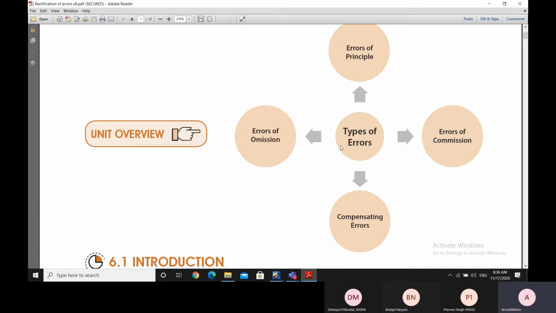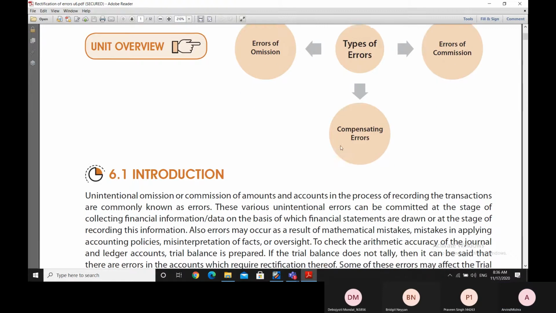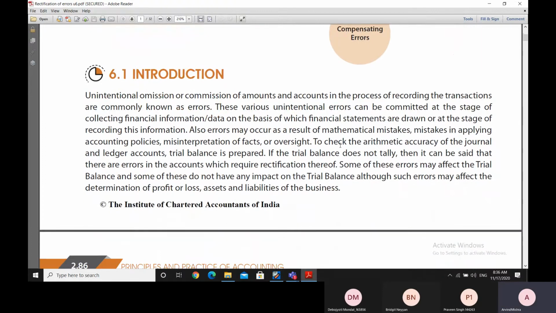So, as an overview, errors are of four types: the errors of omission, the errors of commission, the errors of principle, and the compensating errors. Now to start with, let us see what errors are. Errors means something which is happening unintentionally. Unintentional omission or unintentional commission of error may happen. And errors may be of the amounts involved, or errors may be in writing the accounts while recording the transactions.